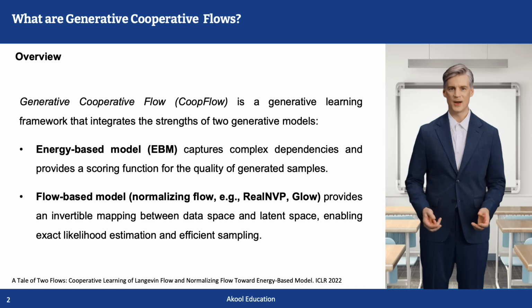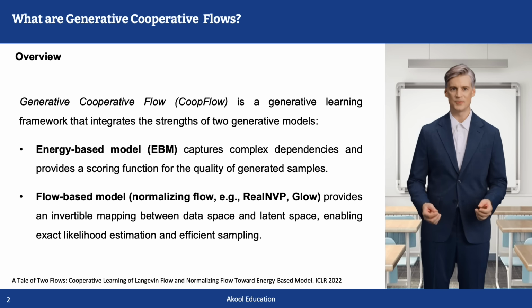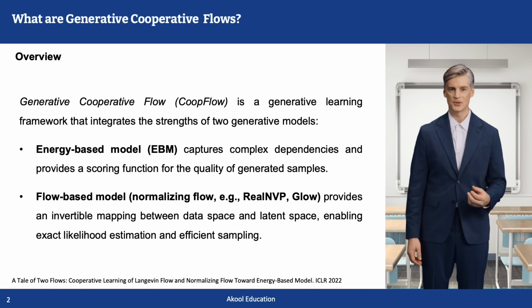Meanwhile, the flow-based model, such as RealNVP or Glow, offers an invertible mapping between data and latent spaces, allowing for exact likelihood estimation and efficient sampling. Together, these models cooperate to produce efficient and high-quality generative results.